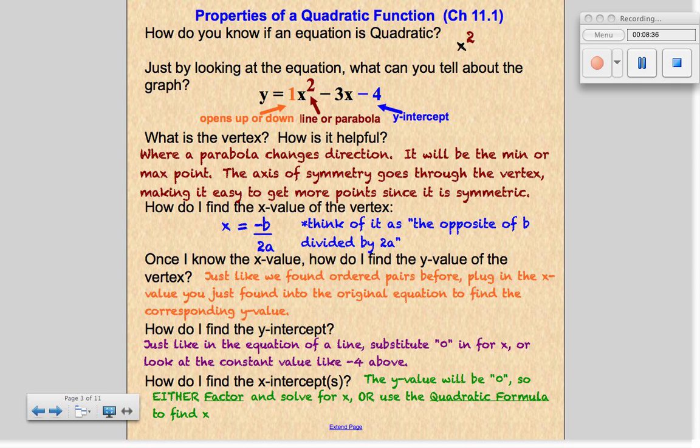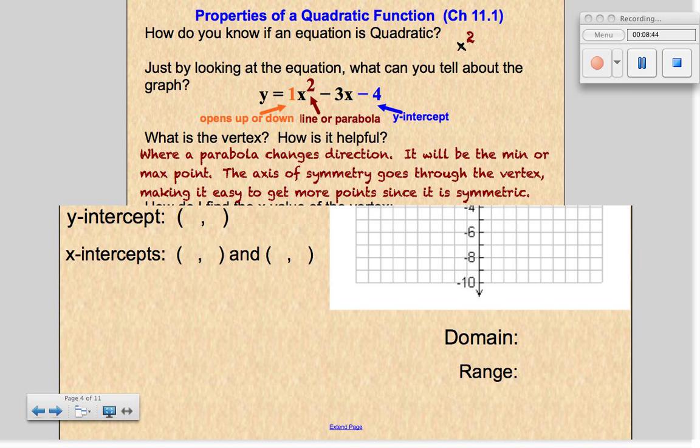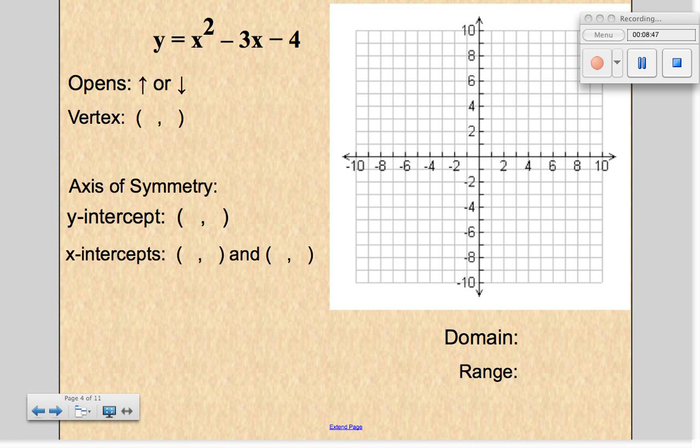Y-intercept, I just look at the equation or plug in 0. And the vertex, we've got to use that special formula to get the x value, and then once I know that, I just plug it in to find the y value. I'm sure that you need to pause this to write notes down, but I am going to continue here. Okay, so here is the equation that was on the first page.